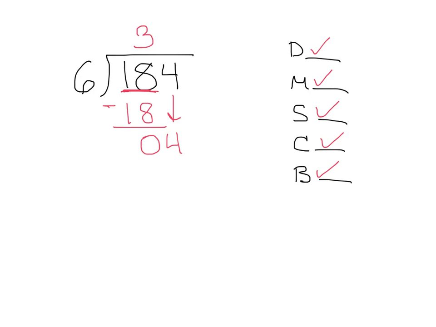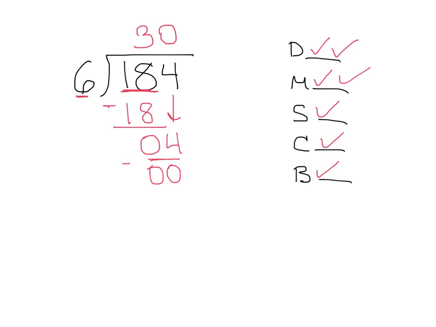Now I'm going to go back up to the top and do the divide step. So I need to divide 6 into 4. 6 fits into 4, or divides into 4, 0 times. See how it's a little tricky there? Now I multiply. 0 times 6 is 0.